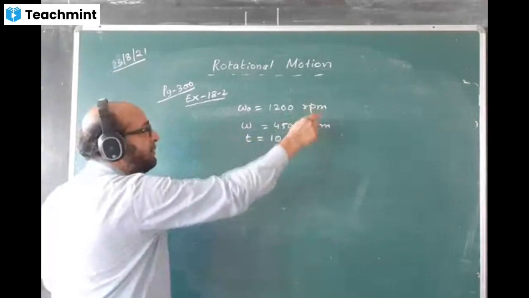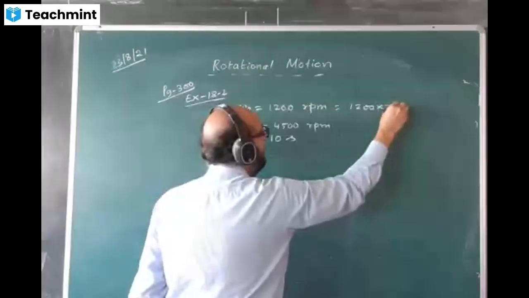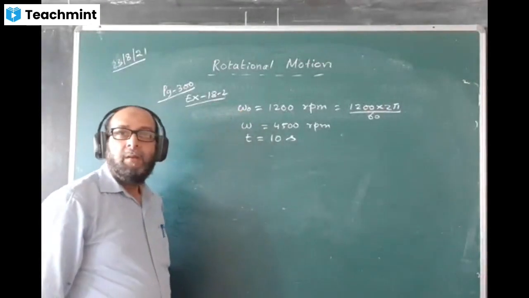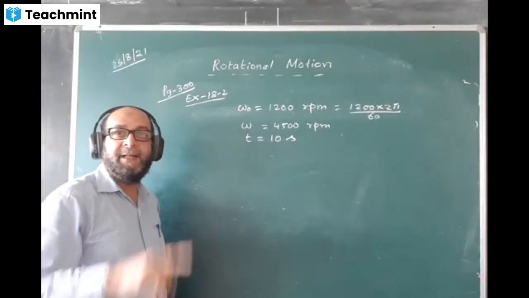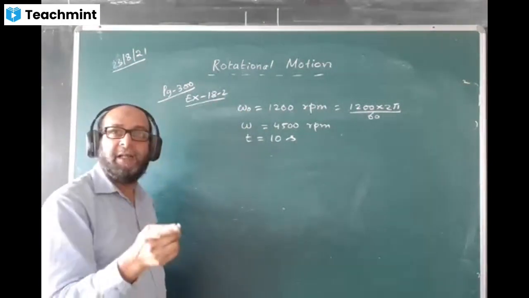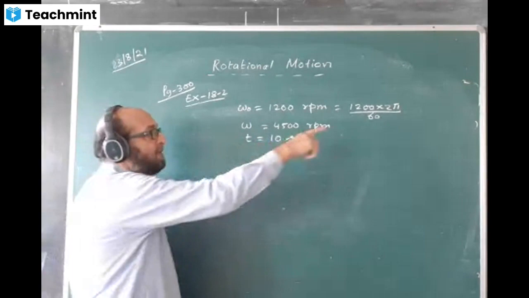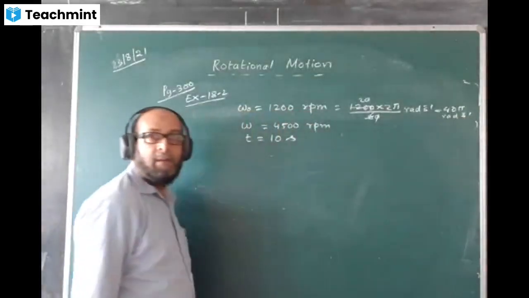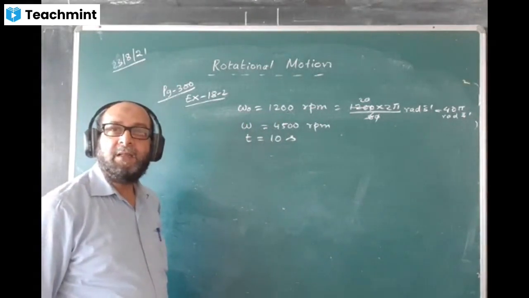Rotations, revolutions. One revolution is 2 pi radian. That's why 2 pi. This should become radian per second. So 40 pi. You can write the answer as 40 pi.